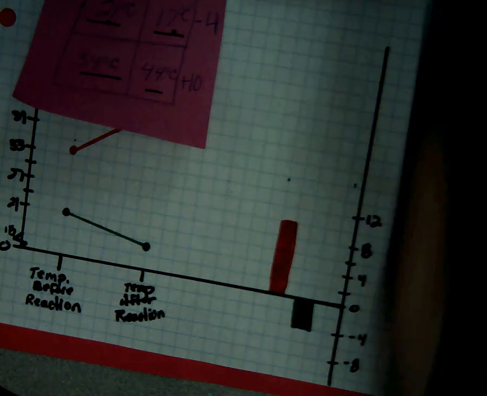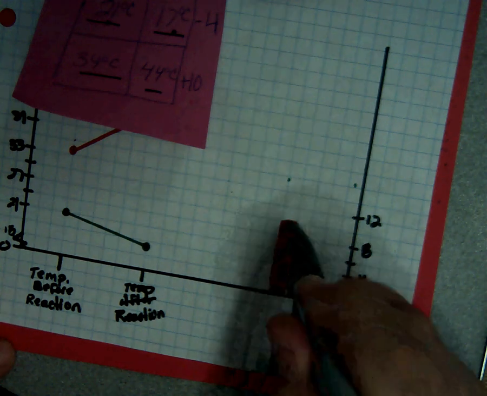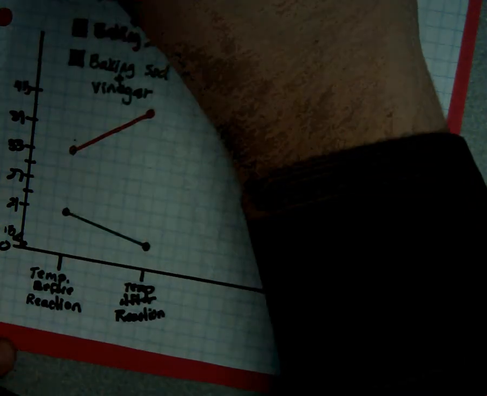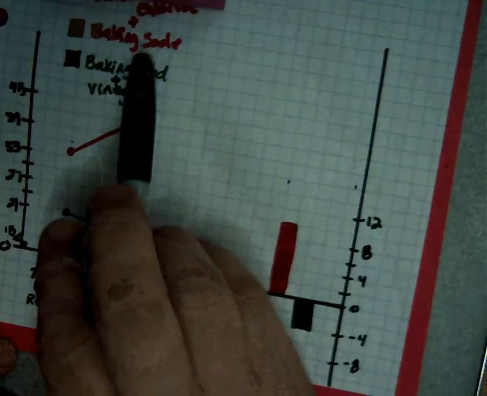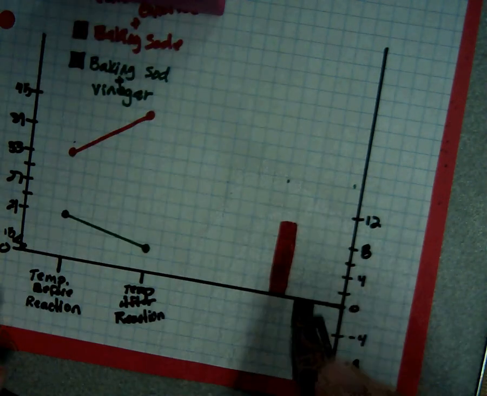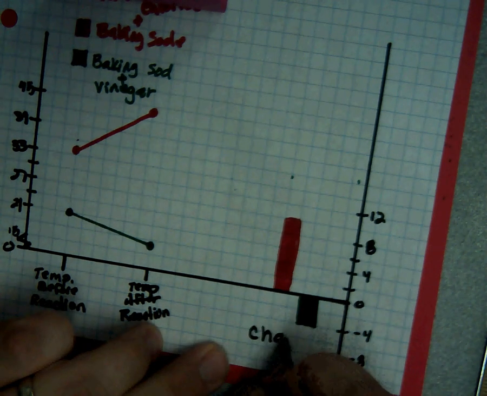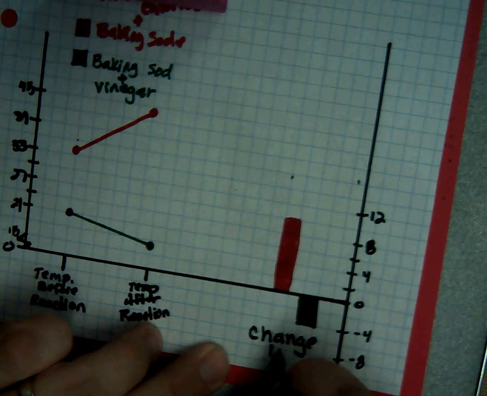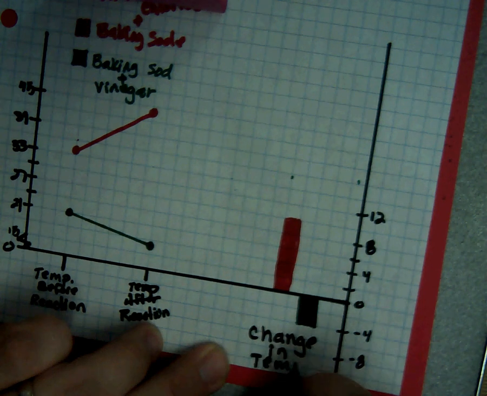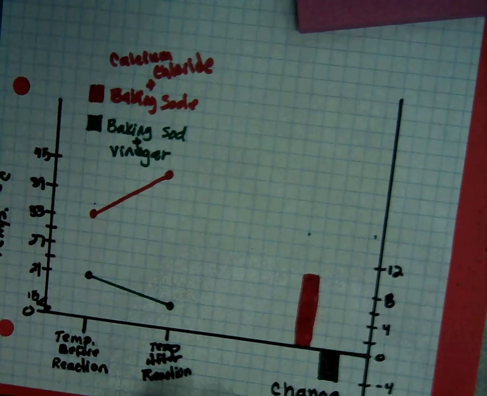Now I do need to label what this is. I know that it's negative 4. I know it's 10. I know it's for baking soda and calcium chloride, and baking soda and vinegar. But what is this? Okay, this is our change in temp. And now I've just graphed my data.